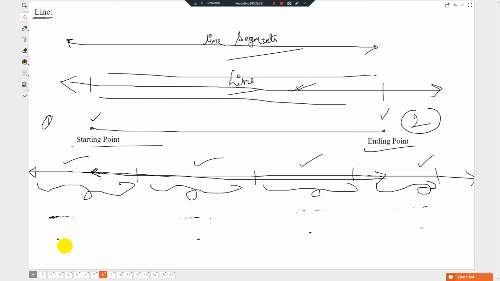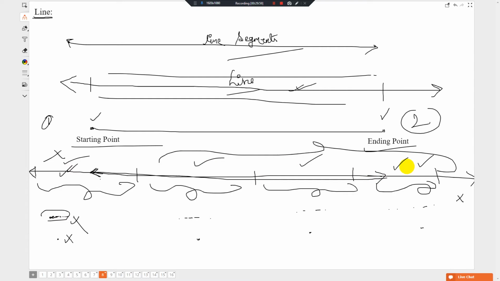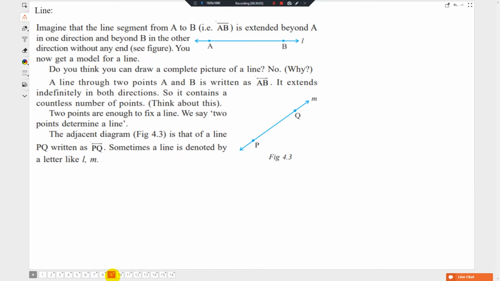See, without these points, we can't make a line segment. And without the line segment, we can't make a line. So if we have these points, they combine together and form a line segment, and these line segments combine together into a line. So that's how the line forms.